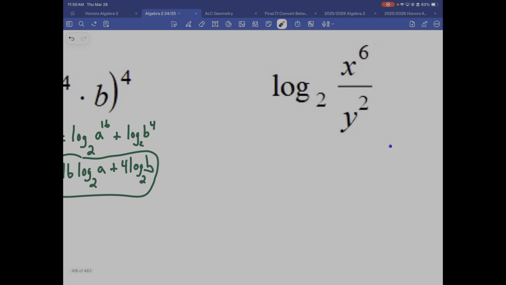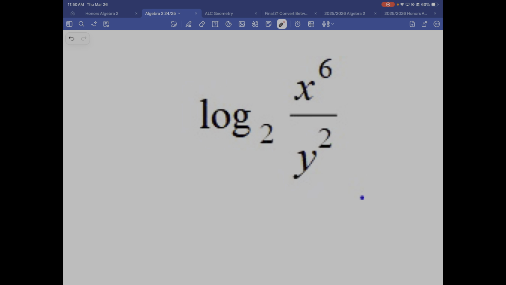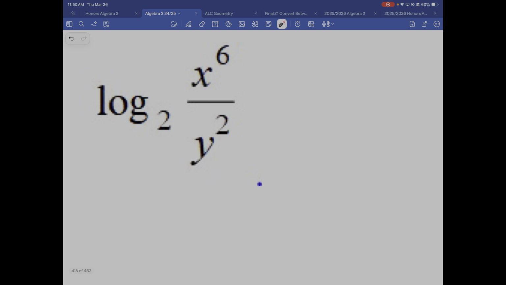Okay, so let's look at this. So we got log base 2 x to the 6th over y to the 2nd. Okay, so my brain, as I'm doing this, because I'm lazy. You guys should know that by now. I'm lazy. If I can do this in one spot, I'm going to try to do it in one spot. So my brain is going, what do I have to do this in one spot?